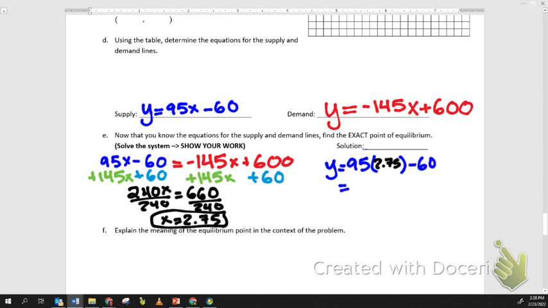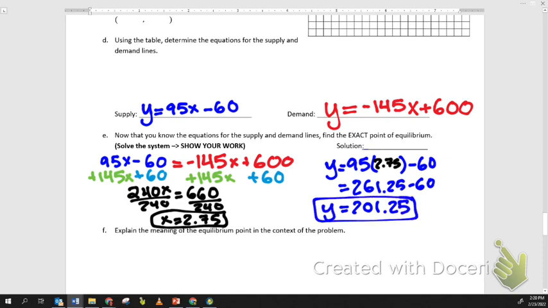minus 60. When I put all of that into my calculator, I get 261.25 minus 60 equals 201.25 for y. So my solution, 2.75, 201.25. And that tells me that if mugs cost $2.75, both the supply and the demand is at 201.25 mugs. Okay.